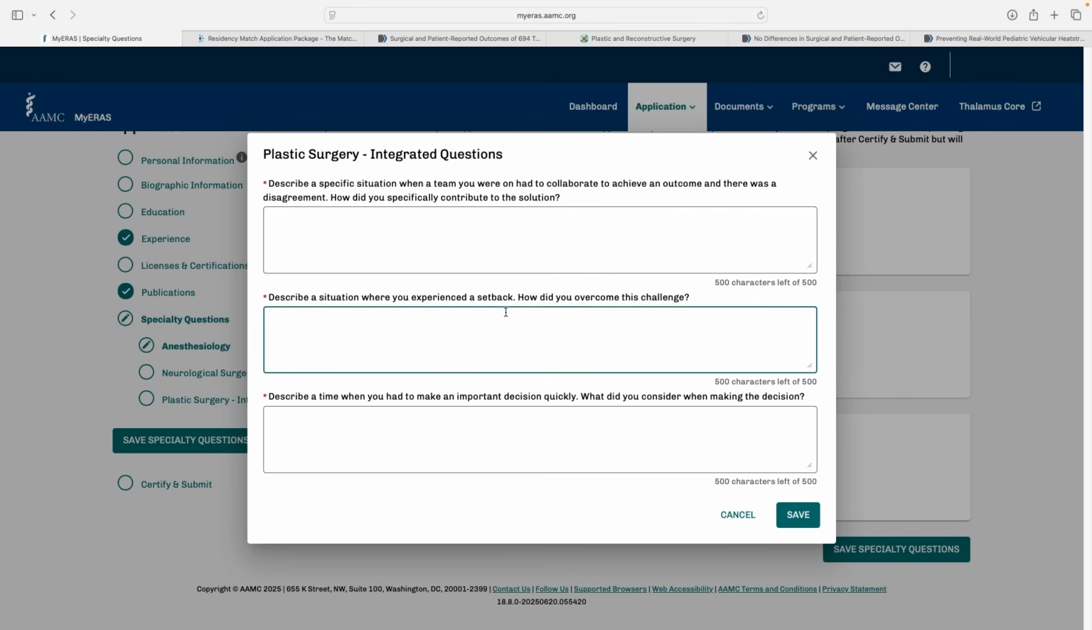A situation where you experienced a setback: how did you overcome that challenge? That's similar to the anesthesiology question. Describe a time when you had to make an important decision quickly. What did you consider when making that decision? Again, very similar to neurosurgery, because as a surgery resident, sometimes you just have to make quick decisions and you have to make them right. And these programs are trying to learn a little bit more about you than just your experiences and publications.